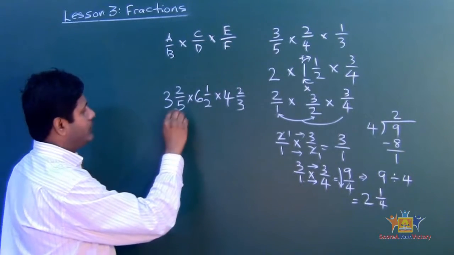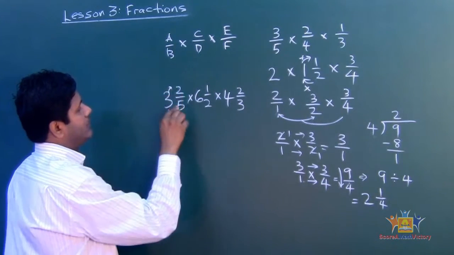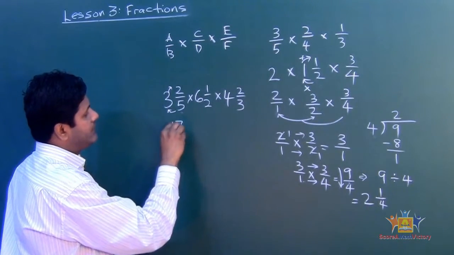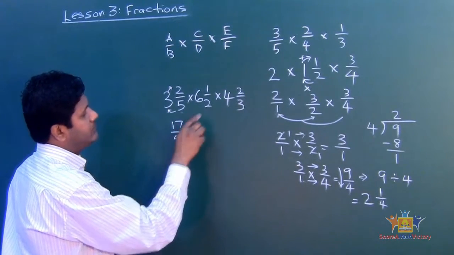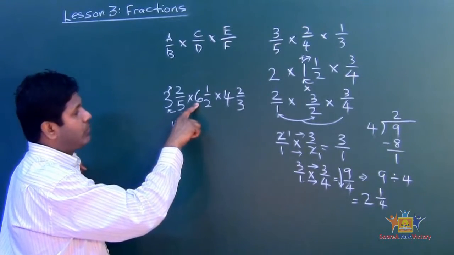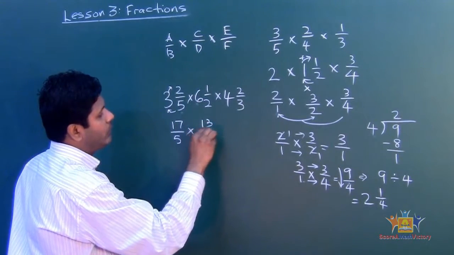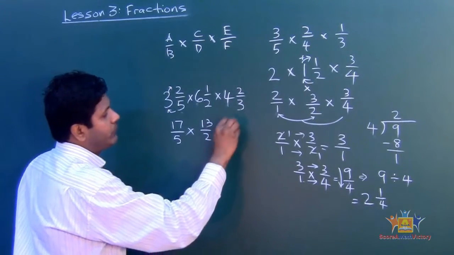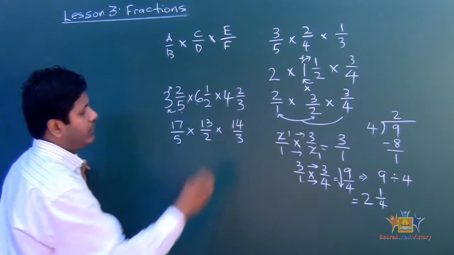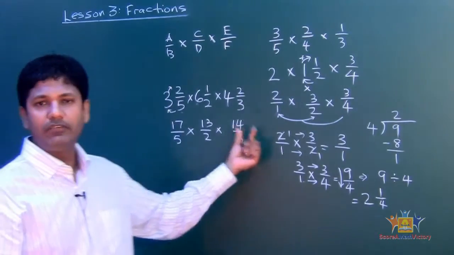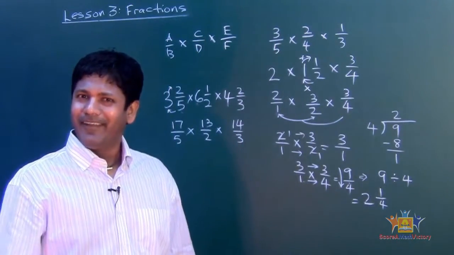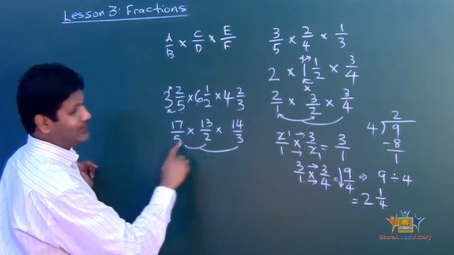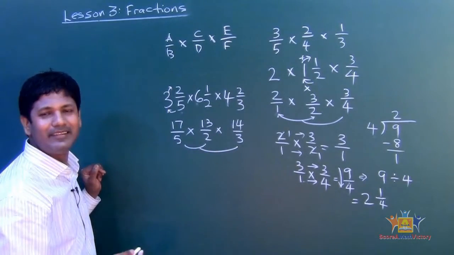The first one, we're going to use the semi-rotation method. 5 times 3 is 15. 15 plus 2 is 17, over 5. Times 2 times 6 is 12, plus 1 is 13. 13 over 2. Times 3 times 4 is 12. 12 plus 2 is 14. 14 over 3. See? Fraction, fraction, fraction. Now what do I do? Use the pairing. You multiply these 2 first, and then you multiply with that.